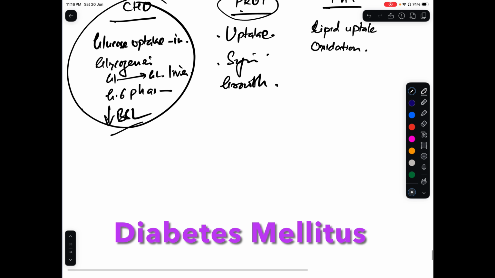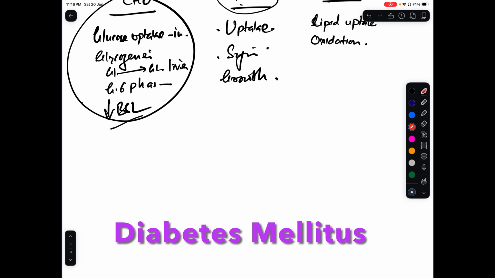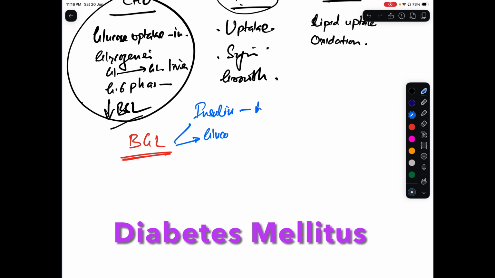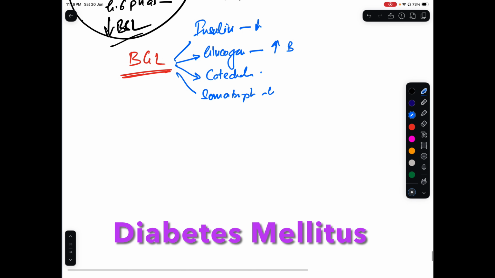So what are the different hormones that affect blood glucose level? Blood glucose level is affected by different groups of hormones. The common one is insulin, which decreases blood glucose by cellular uptake. Glucagon, along with insulin, increases blood glucose level. Catecholamines and somatotrophin, also growth hormone.